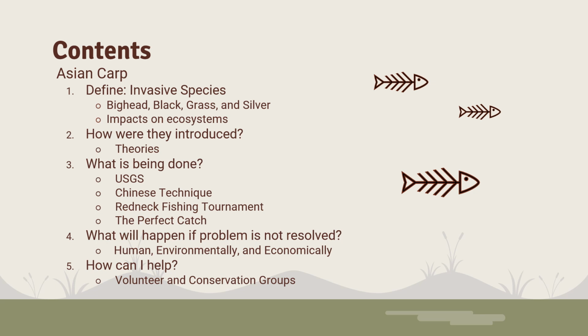So first, I'll talk about the Asian carp and actually define what an invasive species is. I'll talk a little bit about the different species, bighead, black, grass, and silver, and then also their negative impacts on ecosystems. I'll talk about how they were introduced, and there are a few different theories on that. What is being done about the problem right now. There's a few different things that are happening to try to fix the issue.